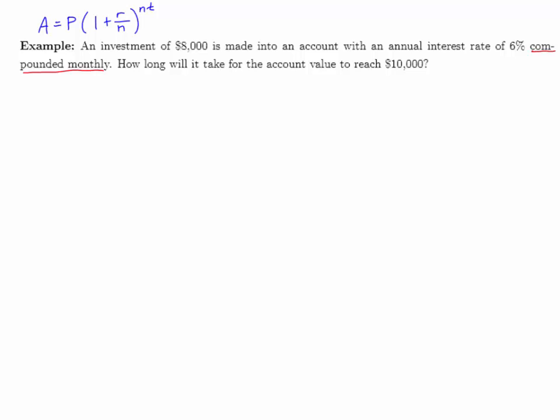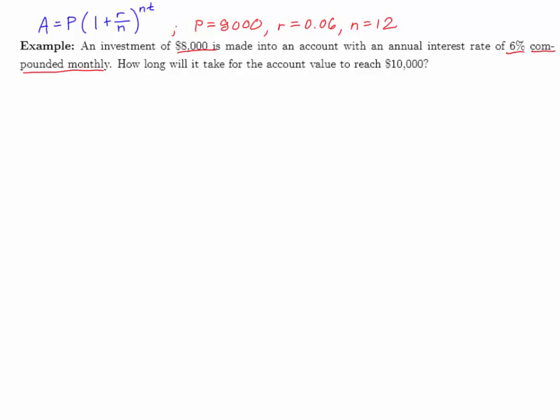So from here, let's identify, we have our main formula, and what we're given. We see this 8,000, so we're given that P is 8,000. And we're given that R is 0.06 based on that 6%. And this is compounded monthly, that means that it compounds 12 times a year. So N is going to be 12.